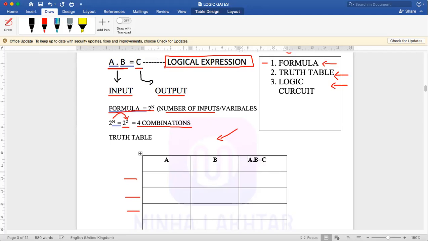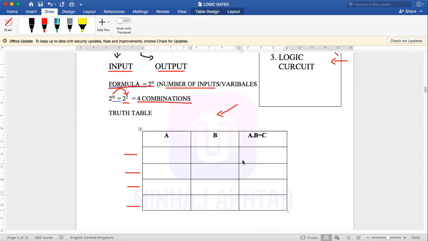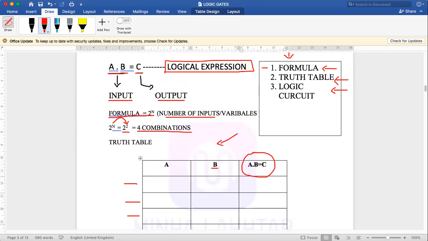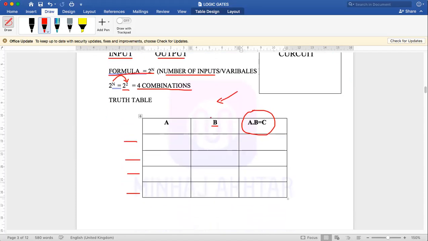This is my truth table now. Now we are going to input the values in the truth table. This is the output. This is the result. So we are not going to start putting the values from this column. What is the next column after this? B. Of course, B is an input, right? Look, in input, we have declared A and B. So we need to start inputting the values from this column.